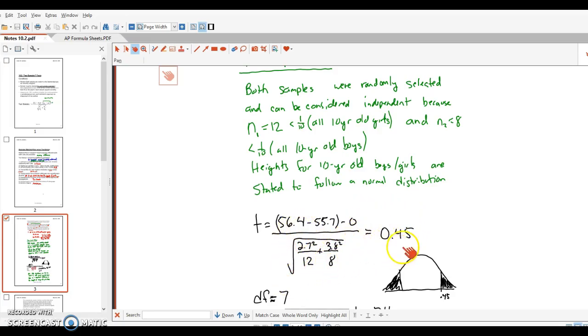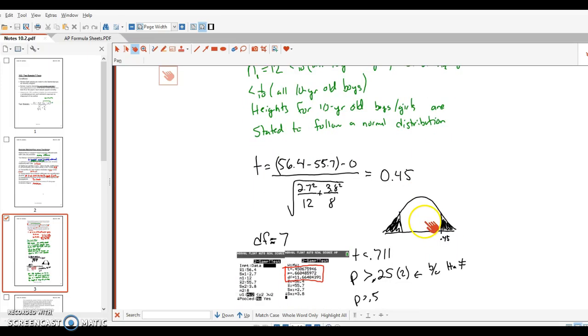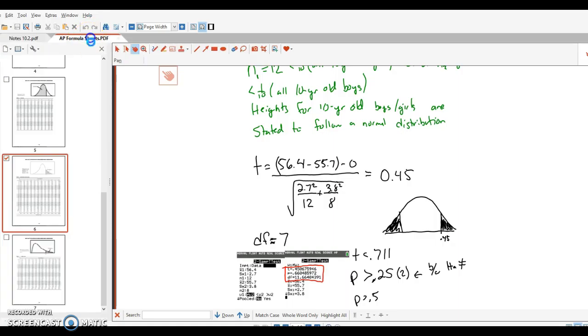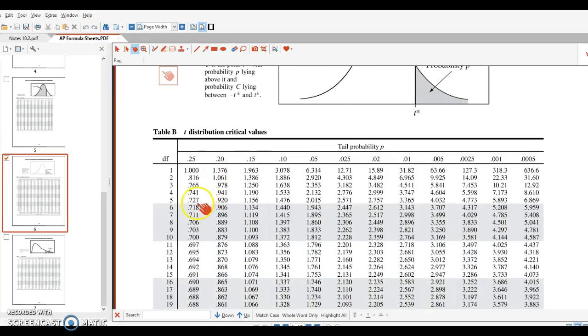We get a t-value of positive 0.45. Just like last time, if we had gotten a negative, we would use the positive version. We would have used the absolute value of it. So we need to find where on our AP formula sheet 0.45 would fall under 7 degrees of freedom. Okay, so 7 degrees of freedom, 0.45 is actually below, to the left of any value that we have on the chart. We'll take a look at what that means for the p-value.